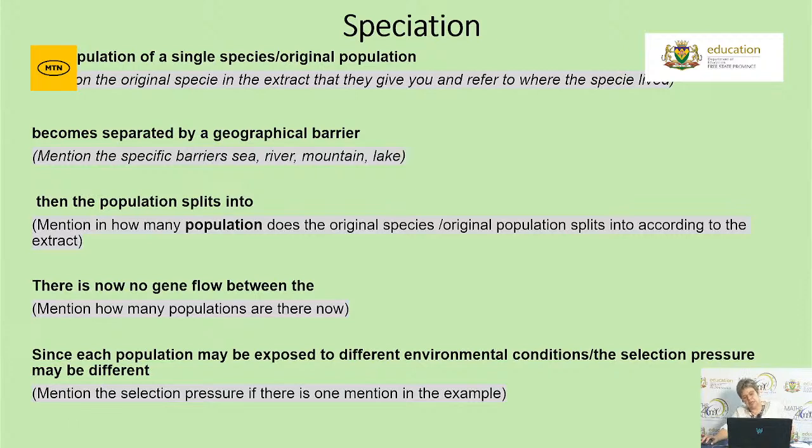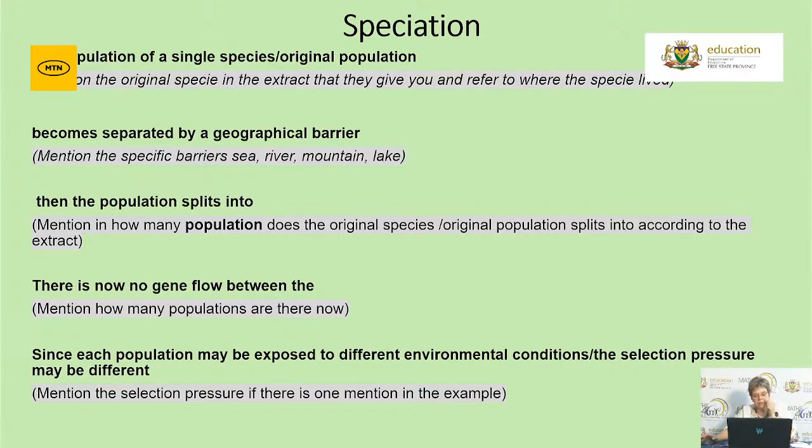The same with speciation, we must apply speciation onto an example, and as it is stated in the exam guidelines, if a population of a single species, now mention the original species in the exact example that they refer to. So we will say, if the population of single rabbits or single tortoises are separated, and then we will mention the specific barrier: river, mountain, lake. They won't give a mark if you say become separated by a geographical barrier and you don't mention the barrier.